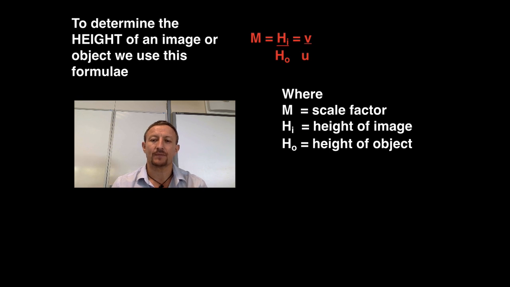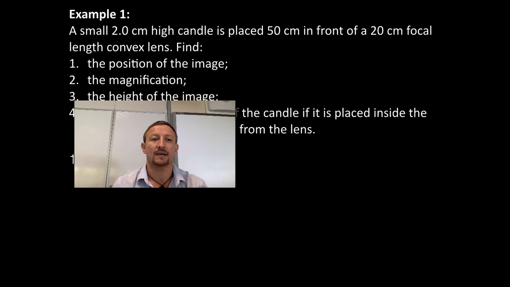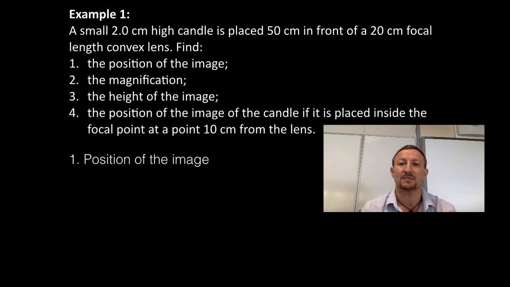linked with it. Well, you should have had plenty of practice using these formulae, so what I'm going to do is just relate it to a lens diagram in a simple example that I've got here. So I've got a small 2 centimeter high candle placed 50 centimeters in front of a 20 centimeter focal length convex lens. Find the position of the image, the magnification, and the height of the image. The candle is then placed inside the focal point at 10 centimeters, and we'll calculate its position there. Okay, so let's look at question 1.